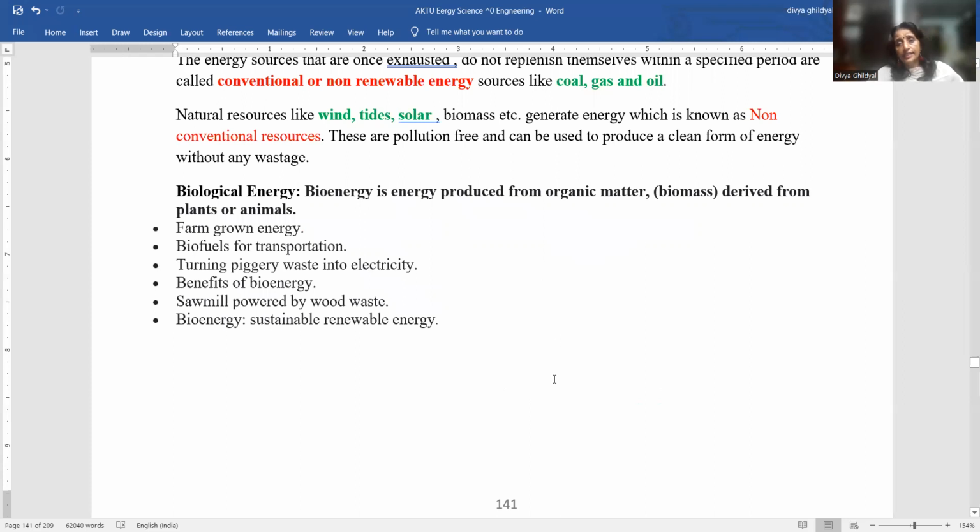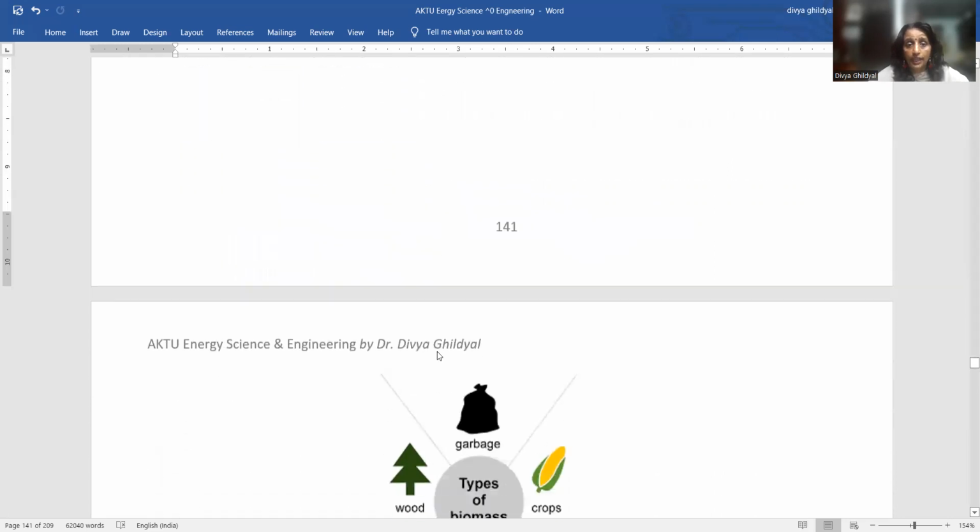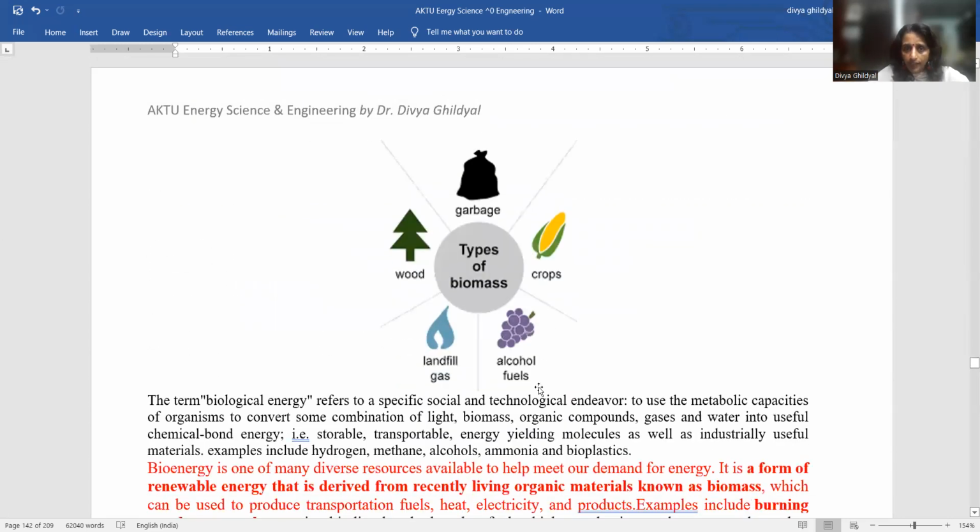Biological energy is energy which is produced from organic matter. You can even use it from dead plants and animals, like biofuels for transportation, sawmills powered by wood waste, sustainable renewable energy. Try making this diagram in your answer.